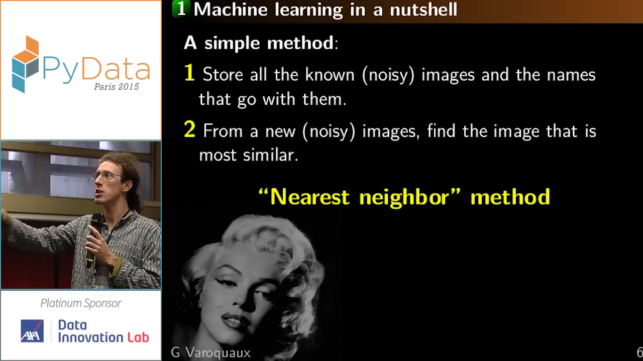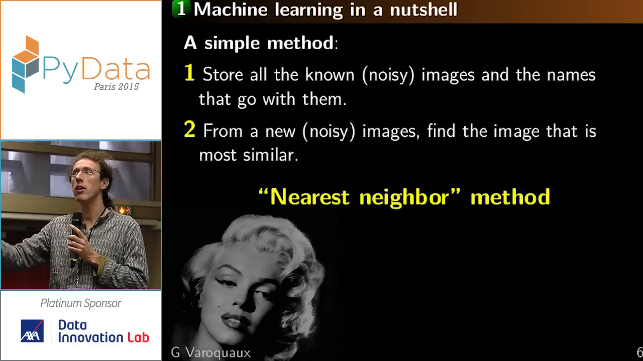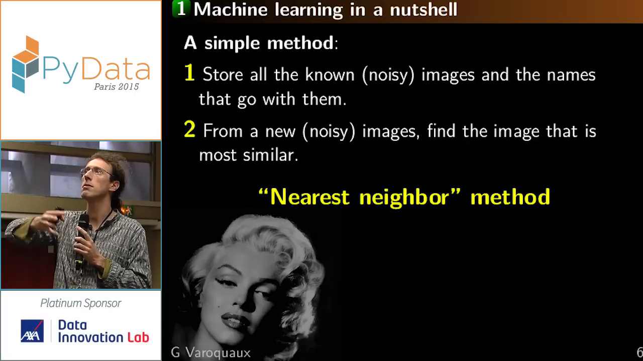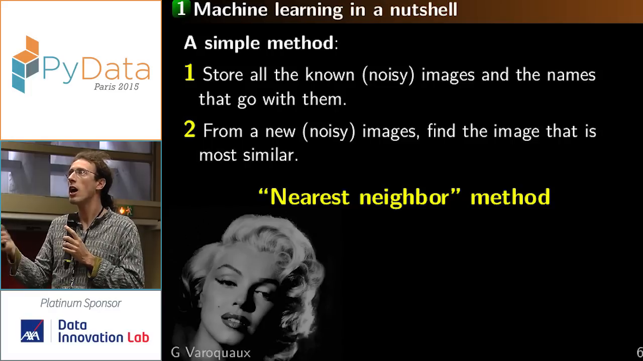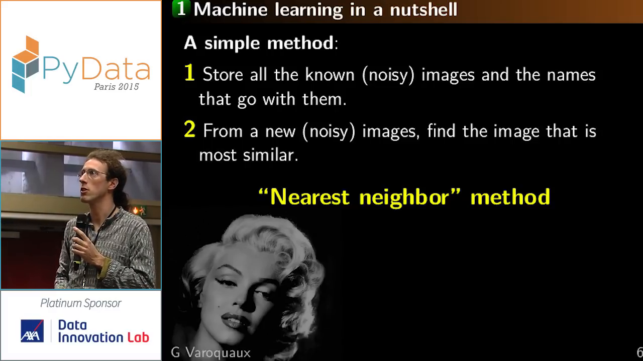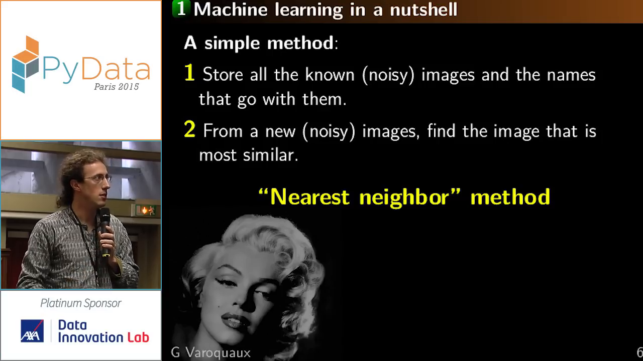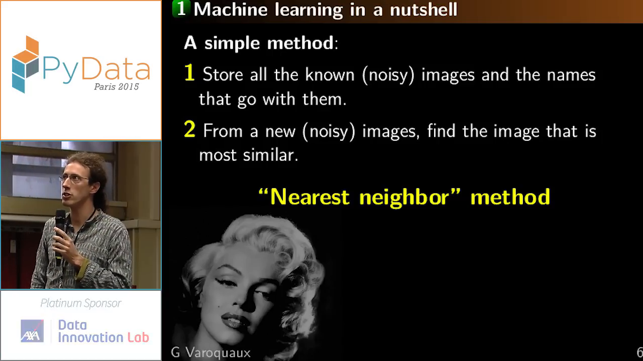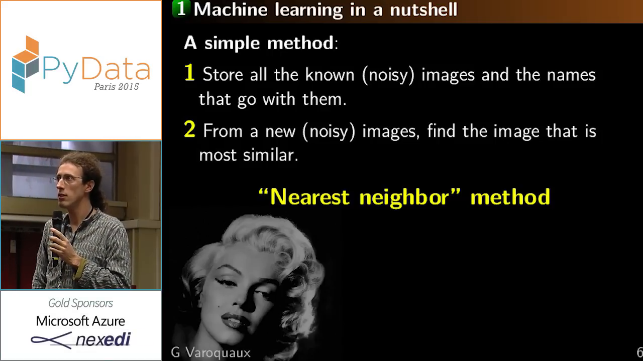And if a new image comes in, I'm simply going to find the one that looks the most similar to this new image. And I'm going to say, well, this image is the same person as the one that looks most similar. This is known as the nearest neighbor method.